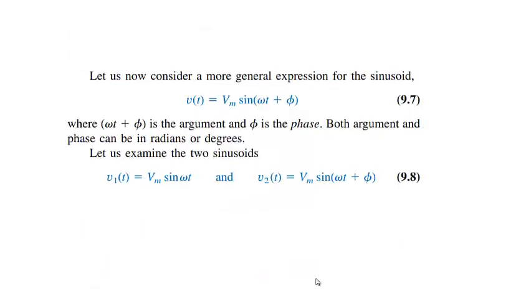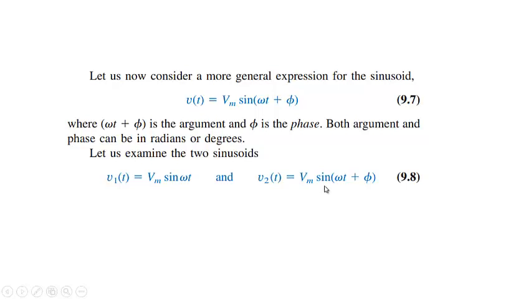Now let's consider a more general form of expression of a sinusoid. Let us say we have V(t) equal to Vm sine of omega t plus phi. It has some phase difference from the origin, where omega t plus phi is the argument and phi is the phase. Both the argument and phase can be in radians or in degrees. So this is obvious. Let us examine the two sinusoids. V1 is Vm sine of omega t, and V2(t) is equal to Vm sine of omega t plus phi.